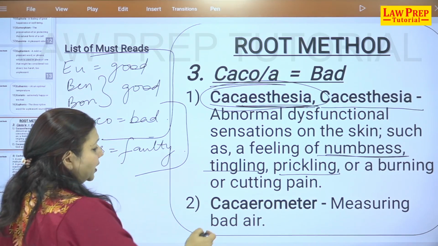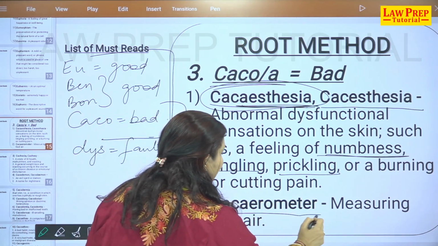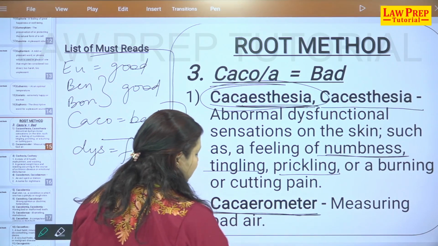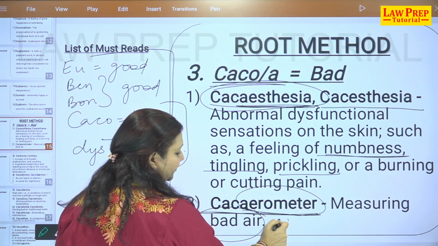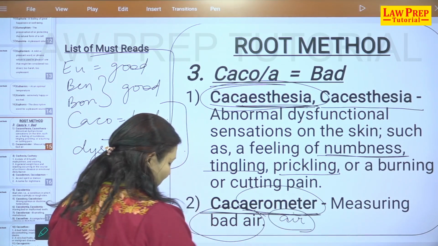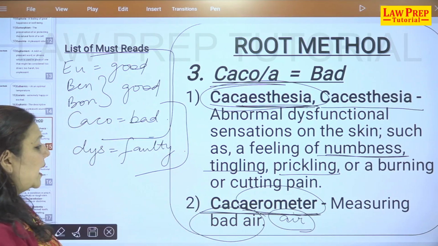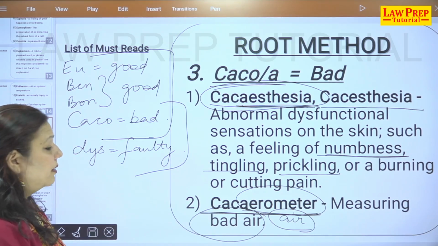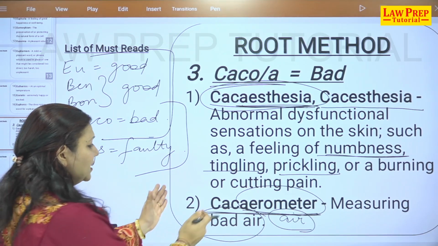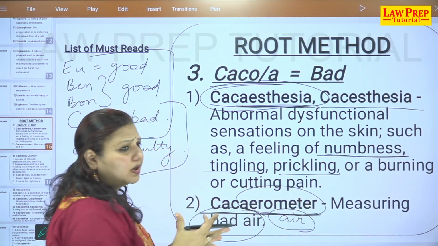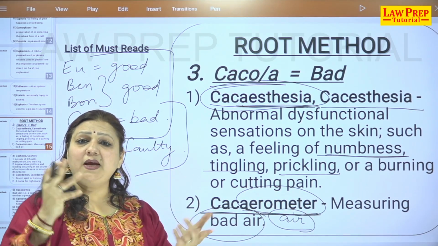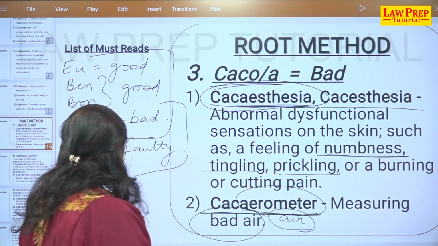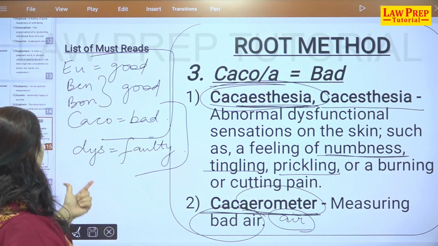Turning to our second word, cacarometer. It's measuring the bad air. So aerometer means measuring air, that's quite clear, and cacarometer would be measuring bad air. So easy to detect the word. Big words with a lot of syllables can also be detected by you. I hope you've jotted this down.